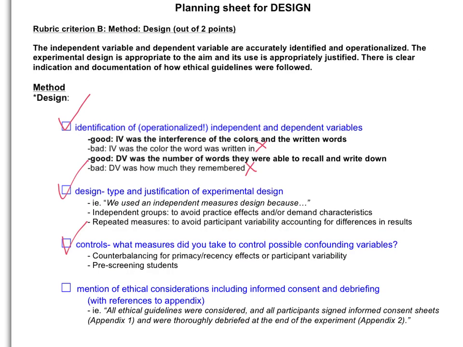So an example would be: all ethical guidelines were considered and all participants signed informed consent sheets, with a reference to the appendix section where I can find a blank version of it, and they were thoroughly debriefed at the end of the experiment. Again, where can I find that script of what you said to them, the debrief, okay? Now, if you can manage to do all these 4 things, just like I said, then you can get a 2 out of 2 on your design.